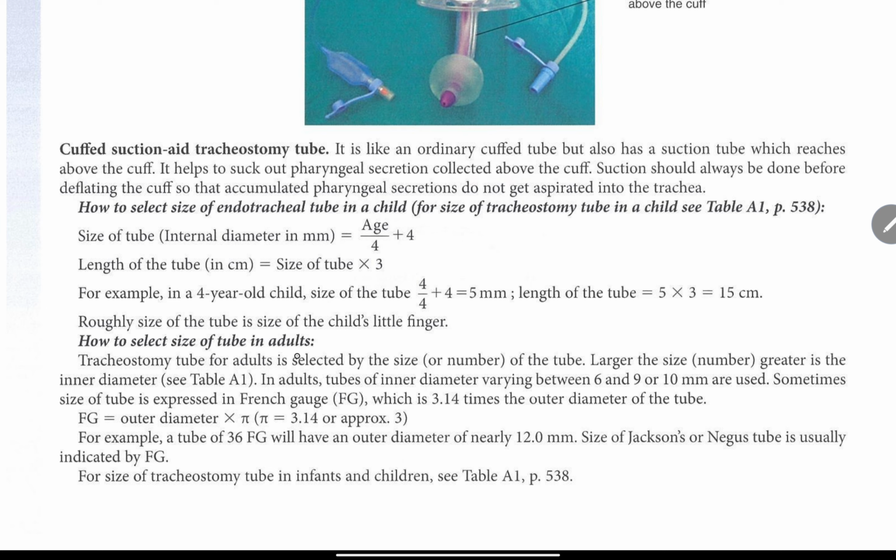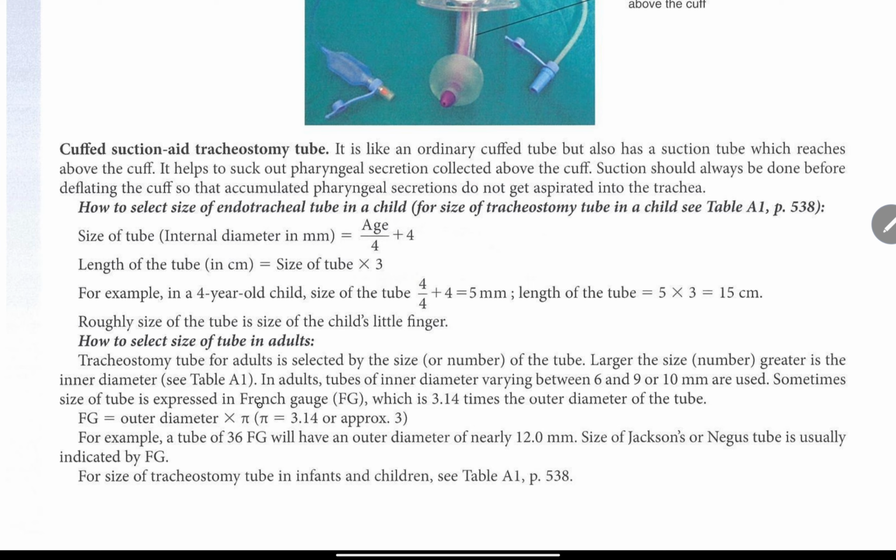How to select size of tube in adults? Tracheostomy tube for adults is selected by size or number of the tube. The larger the size number, the greater is the inner diameter. In adults, tubes of inner diameter varying between 6 to 9 or 10 millimeter are used.